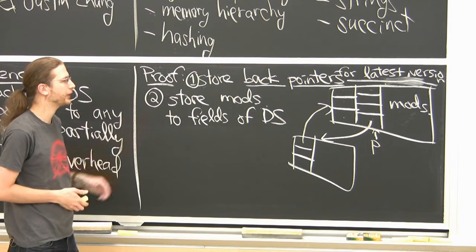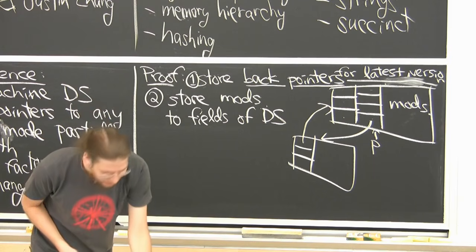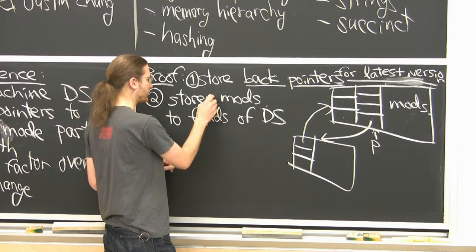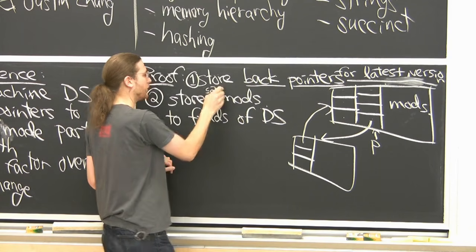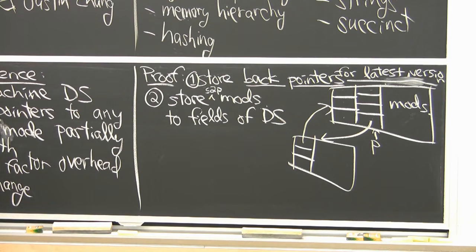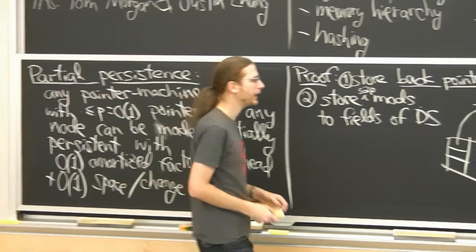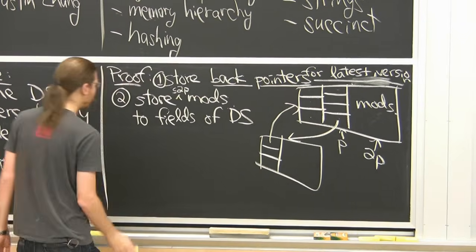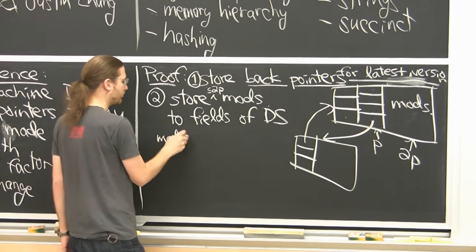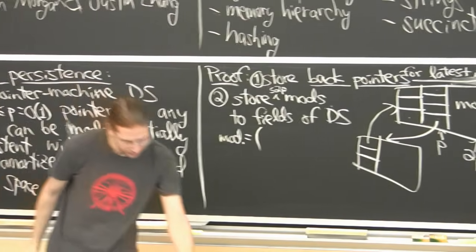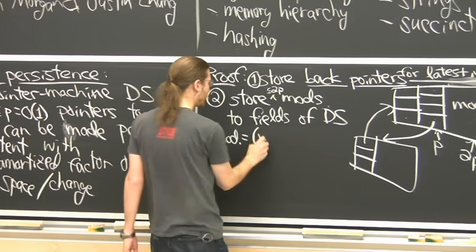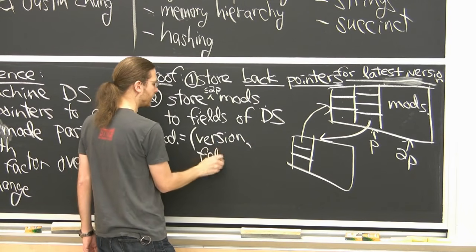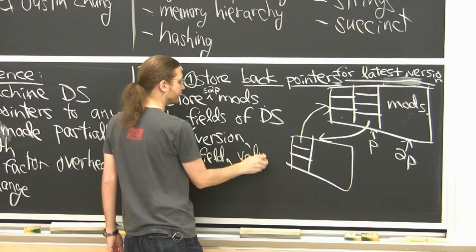Then the idea is to store these modifications. How many modifications? Let's say up to 2p. P was the bound on the in degree of a node. So I'm going to allow 2p modifications over here. And what's a modification look like? It's going to consist of 3 things: the version in which something was changed, the field that got changed, and the value it got changed to.